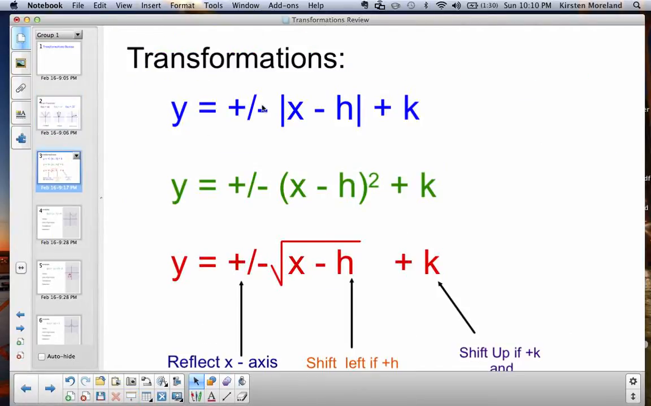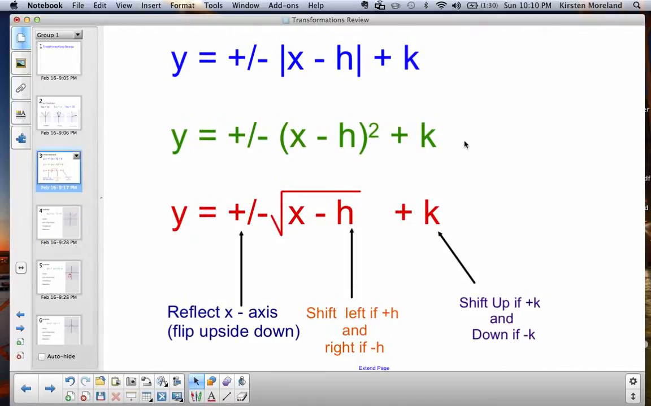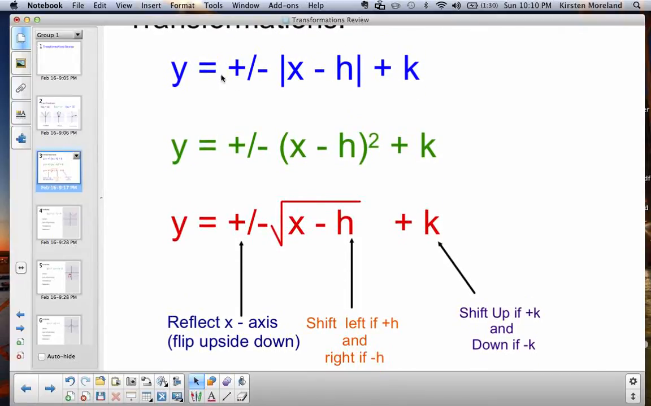So then with all those parent functions, we apply transformations, and they really all do the same thing. You can have a positive or a negative in front. If it's positive, that just means it's facing upwards. If it's negative, that means it reflects over the x-axis, or in other words, it flips upside down.